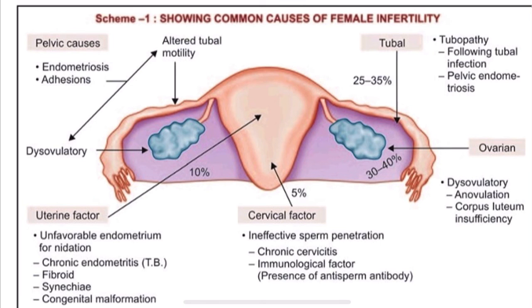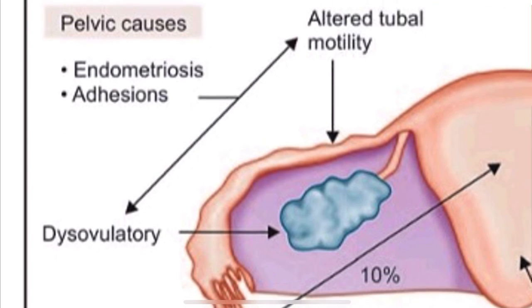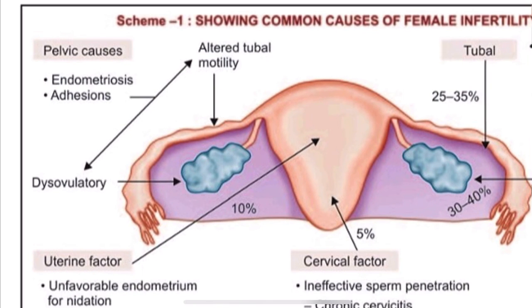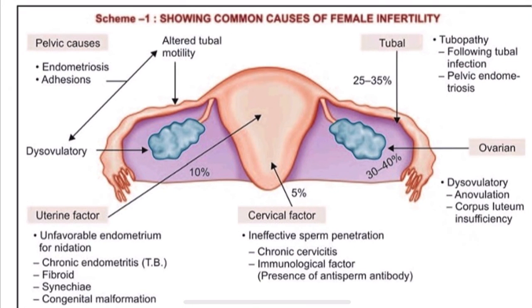Showing the common causes of female infertility in a diagrammatic view, let us start with the pelvic causes. Endometriosis, adhesions which are found in the pelvis, endometriotic adhesions can also be there. Altered tubal motility, dysovulatory. Now you come to the tubal factors. It is following the tubal infection or pelvic endometriosis, the endometrium getting deposited in the fallopian tube. Ovulatory, we saw anovulation, corpus luteum insufficiency.